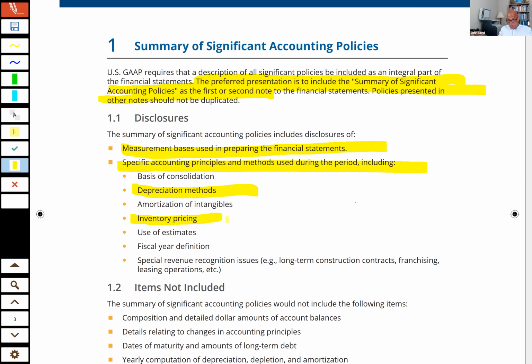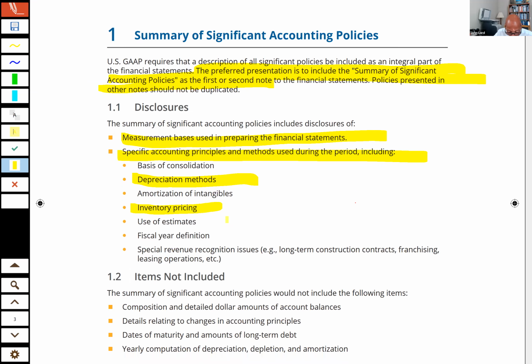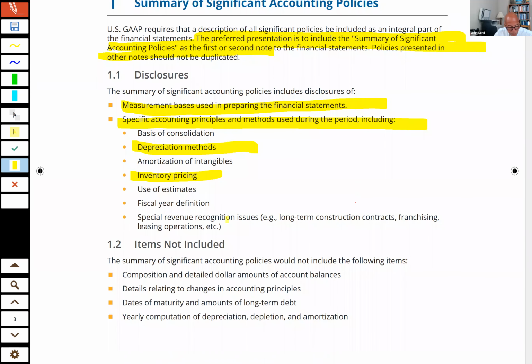And I have this class at Stanford that I teach to non-accountants. And one of the items I have them do when they do financial statement analysis is look at that footnote and understand what's going on with the company's accounting. Okay, and I have them answer some specific questions about that. So all of those things would be in that summary of significant accounting policy.